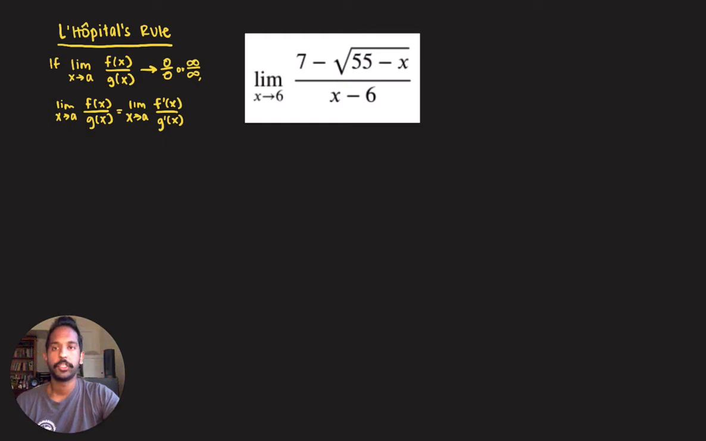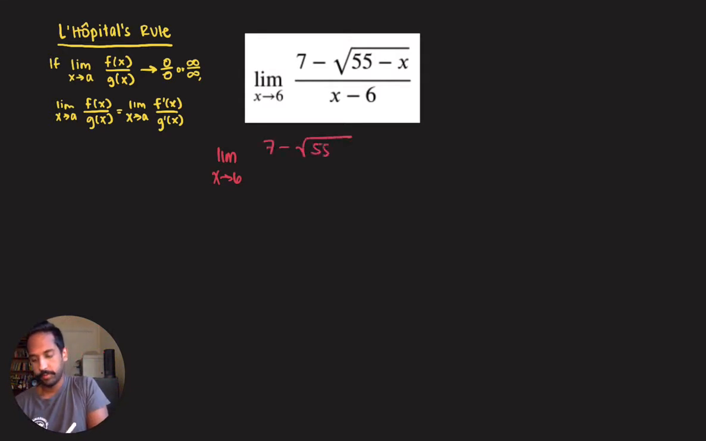Similar to the previous question, we're asked here to find the limit as x approaches 6 of (7 minus root 55 minus x) over (x minus 6). So first we always try direct substitution. We say the limit as x approaches 6 of (7 minus root 55 minus x) over (x minus 6) approaches (7 minus the root of 55 minus 6) over (6 minus 6).